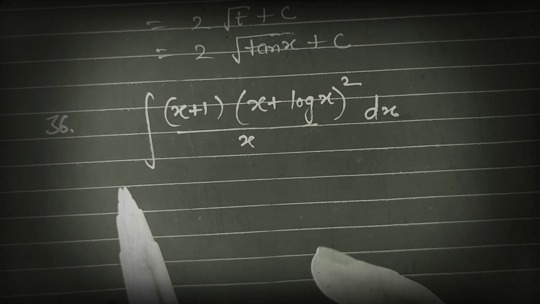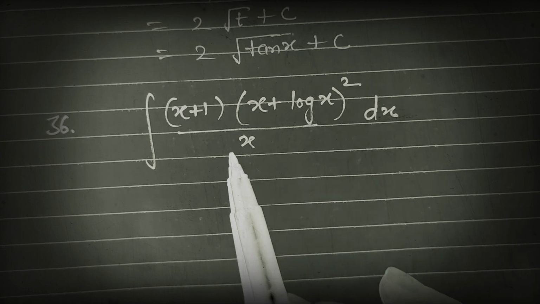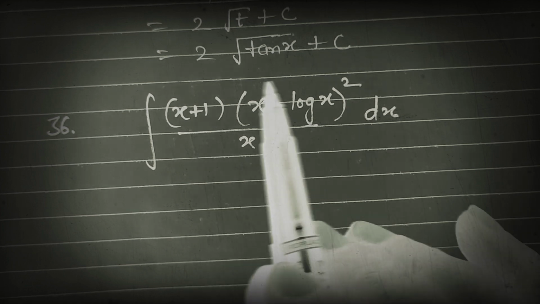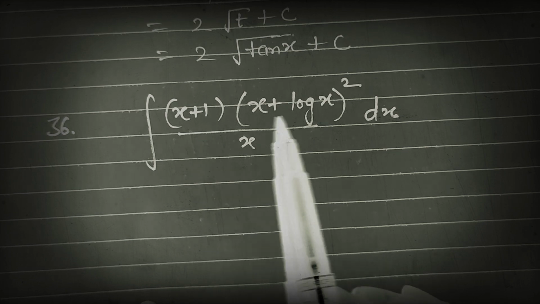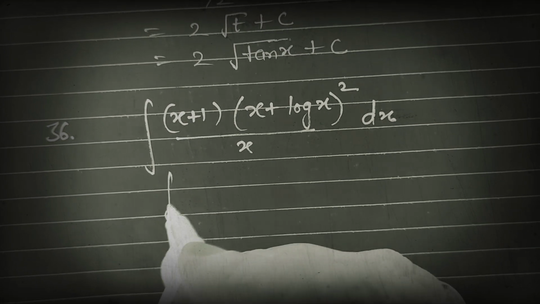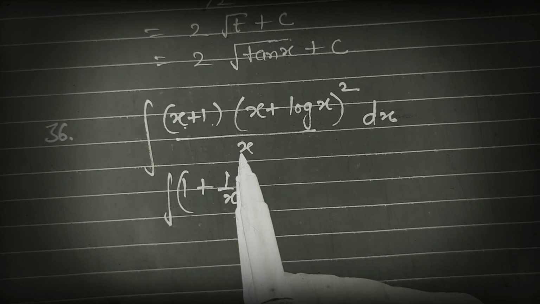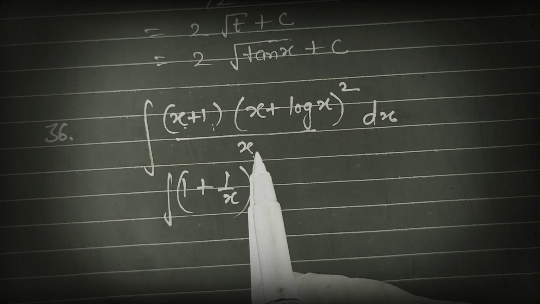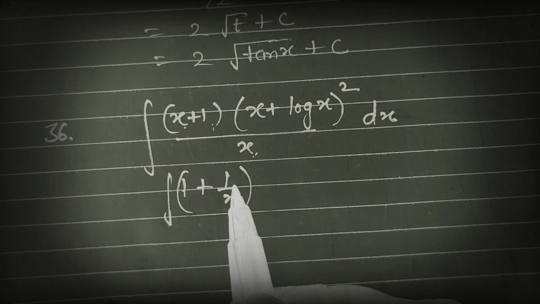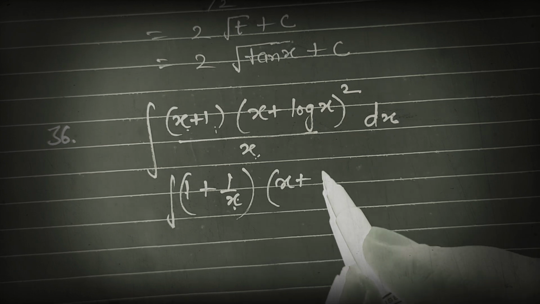So look at question number 36. Integration of (x plus 1) into (x plus log x) whole square upon x dx. If we want to find the integration of this, look at this part. If we divide x plus 1 by x, it will be 1 plus 1 upon x. It is (x plus log x) whole square.